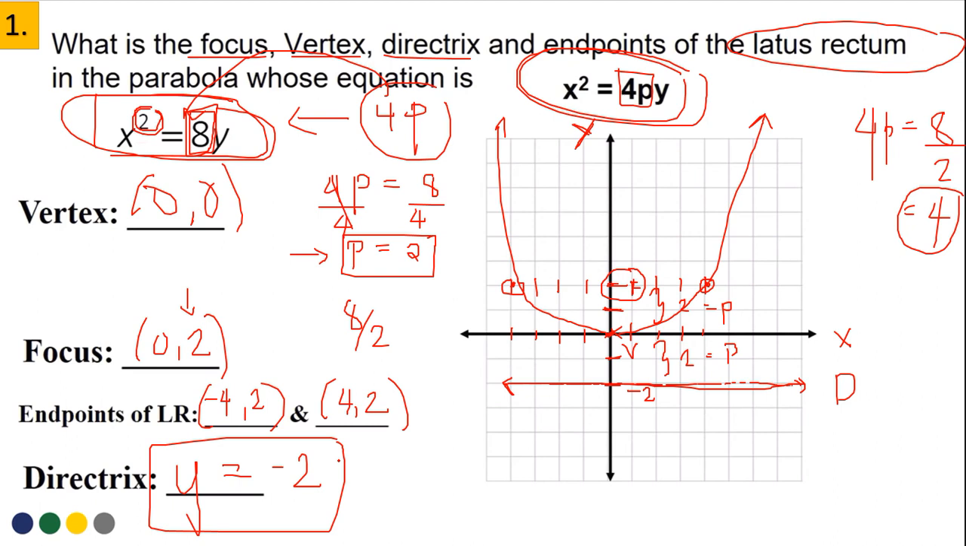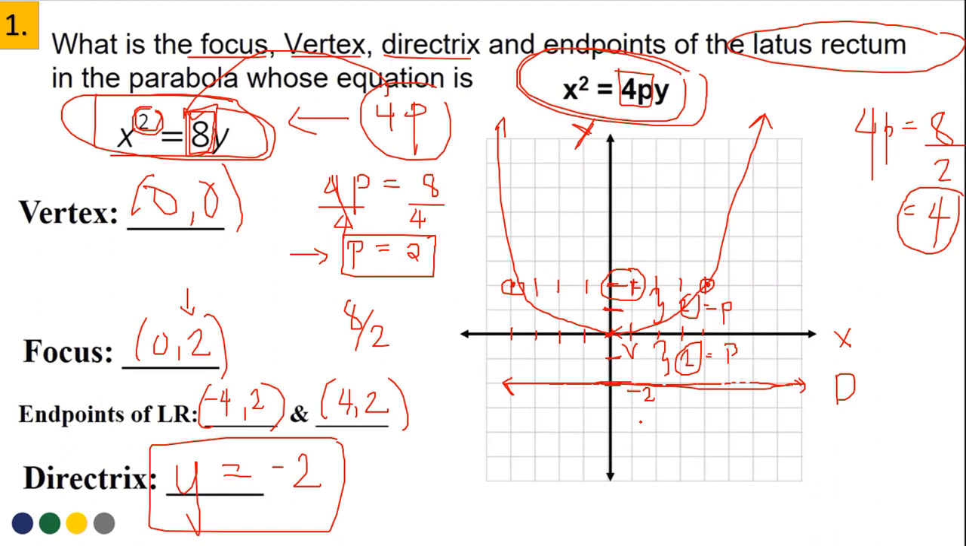Sir, yung directrix po ba is palaging opposite ng opening ng graph? Yes po. So, kung ilan po yung distansya ng vertex to focus, same lang po yung vertex to distance ng directrix. Yes, you can see we have 2 is equal to P. Alright? That's why negative 2. So, I hope naiintindihan nyo siya, no? So, number 2 naman, or do you have any questions before we proceed to number 2? Do you have any clarification po?